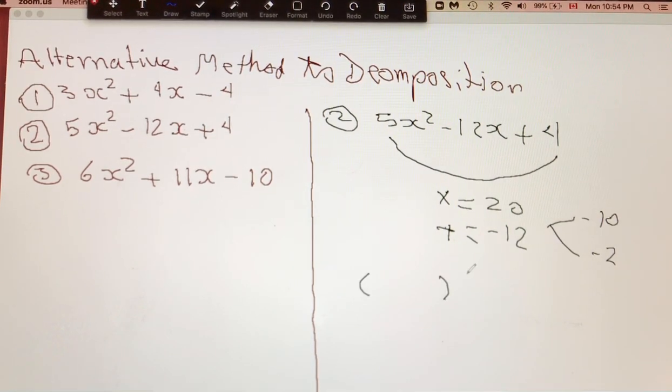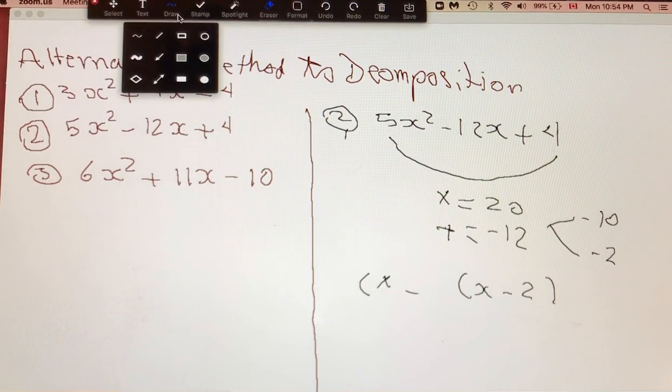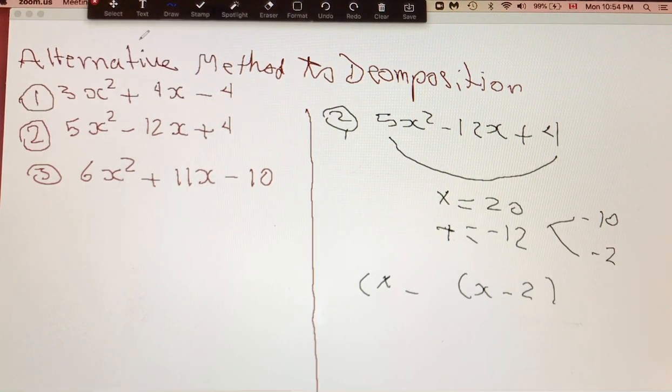Again, we put two sets of brackets with an x in each: x minus 10 and x minus 2. Sorry, that's a 10 there. Let me erase this and make that look a bit clearer. As I said, I'm just getting used to technology. I'm better with paper and pen. So x minus 10 there.